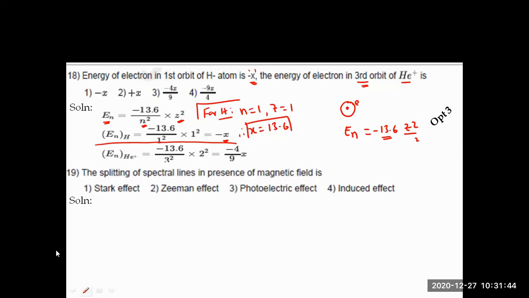So we'll take this. The splitting of spectral lines in presence of magnetic field is. Second one, sir. So Zeeman effect. When a spectral line is passed through external magnetic field, the spectral lines are subjected to splitting like this. This is splitting of the spectral line in external magnetic field. It's called Zeeman effect. Same splitting of spectral line in presence of external electric field is called Stark effect.